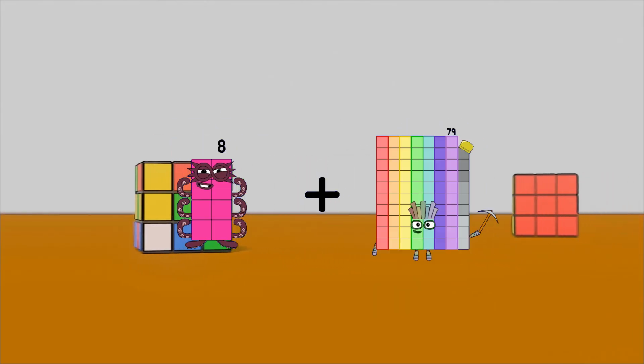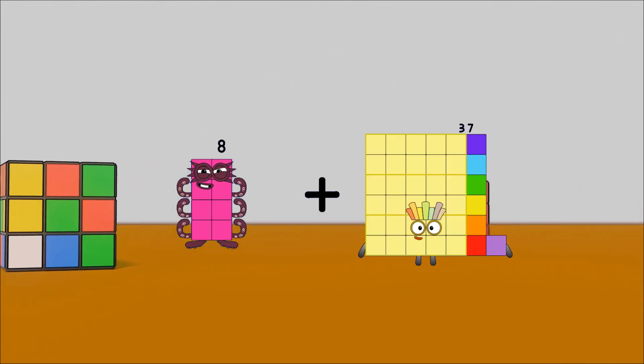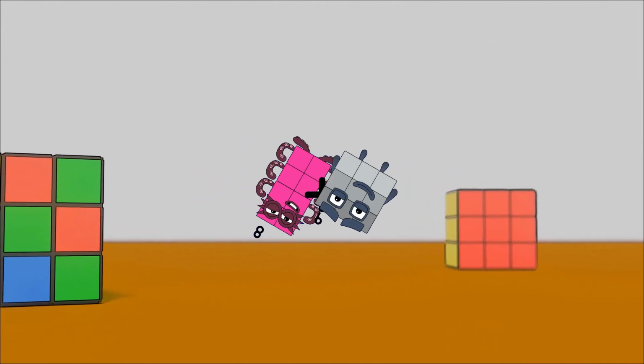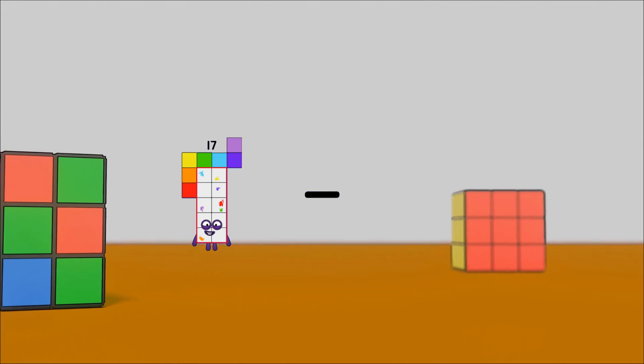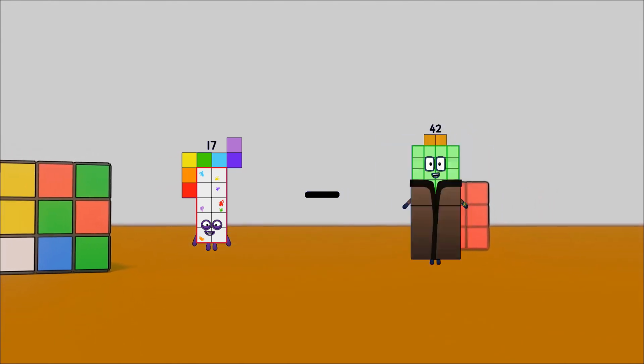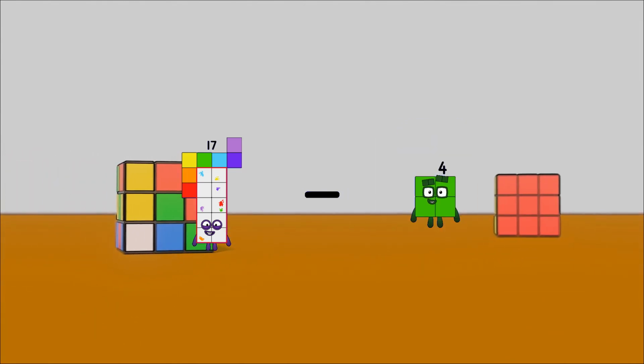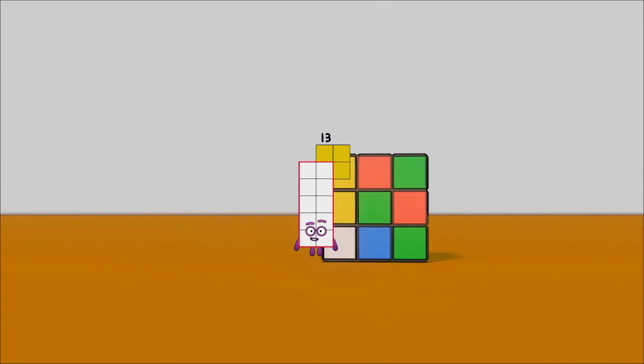8 plus 9 equals 17. 17 minus 4 equals 13.